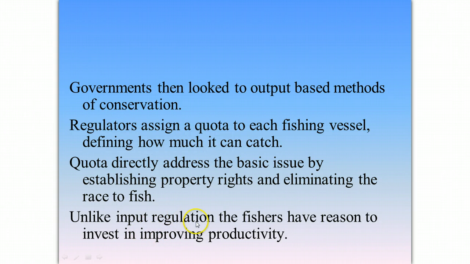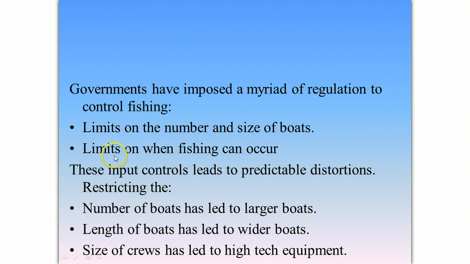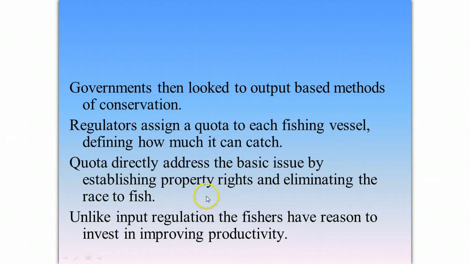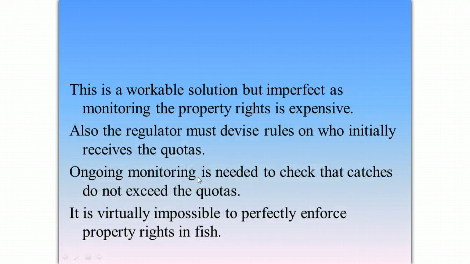However, unlike with input regulation, the fishers have a reason to invest in improving productivity. So the input changes are about making the industry more effective, not, as in the case here, about going around particular regulations. So it's about using the money effectively rather than using the money to avoid particular regulations. In theory, this is a workable solution. The quota system has a certain number of benefits going for it, but it's imperfect, as monitoring the property rights is expensive.